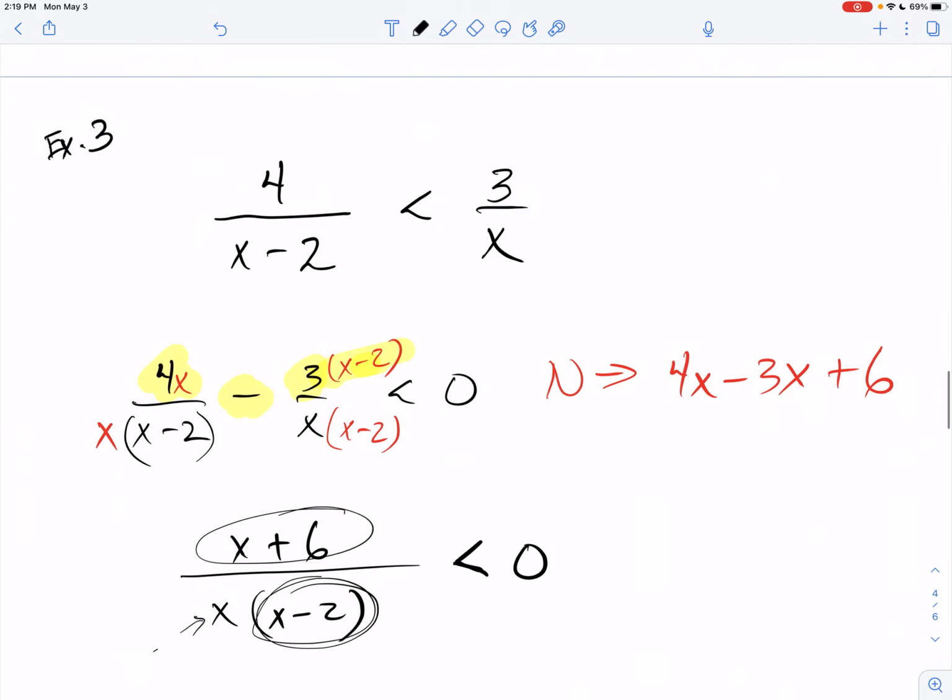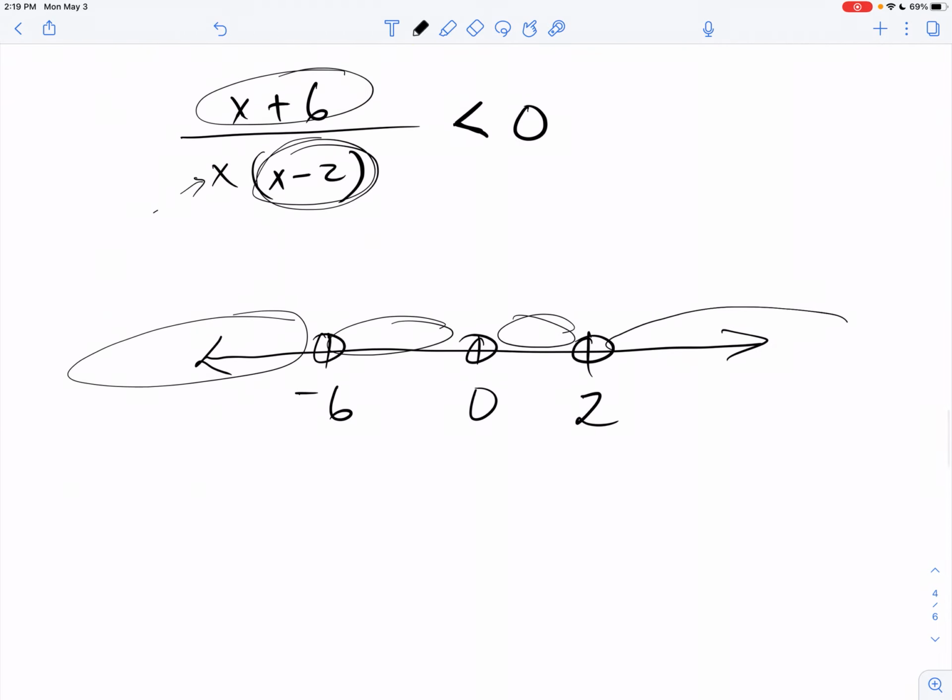Okay, so guess what? Sometimes, whoops, I took away one of my marks. We have 4 regions. Sometimes we have 5 regions or 6 regions to evaluate. So I'm just going to do a couple of them with you, and then you guys can just do it. So this would be, I'm going to pick a number down here like negative 10. So if this was a negative 10, that was a negative 10, that's a negative 10. On the top, negative 10 plus 6, that would be a negative 4. On the bottom, I'd have a negative 10 times, what would this be? Negative 12. Well, that would be just a positive thing then, because I'd have a negative times a negative.